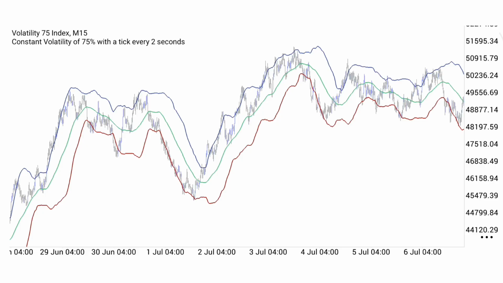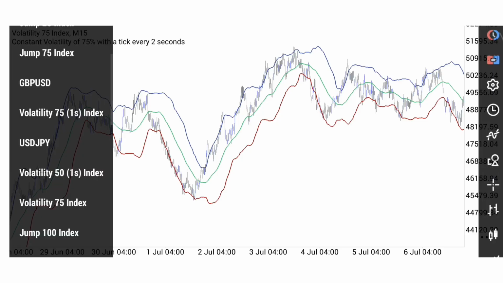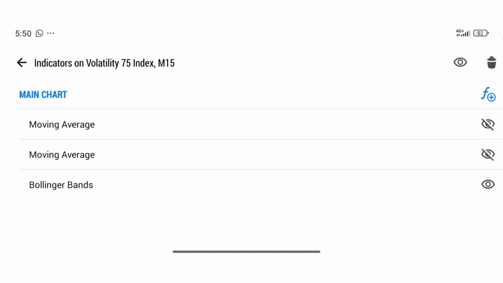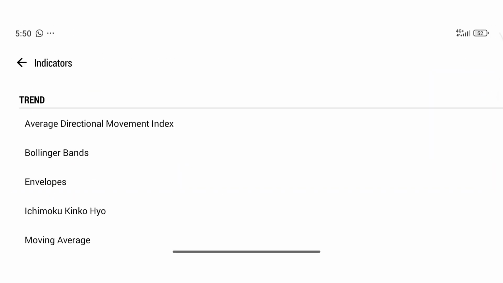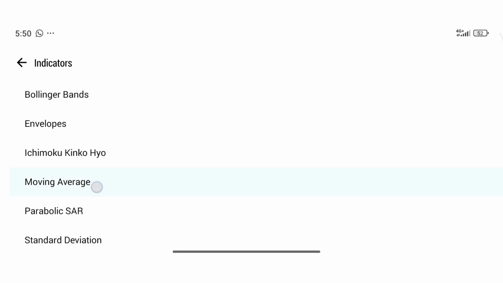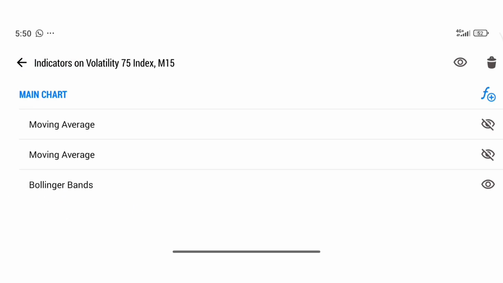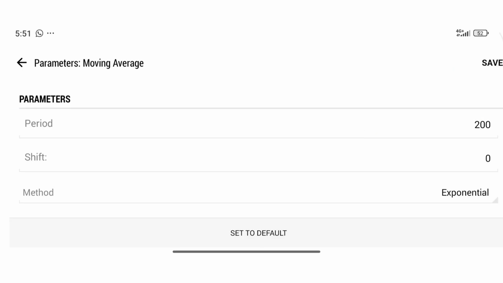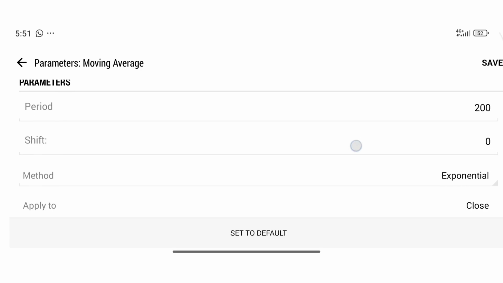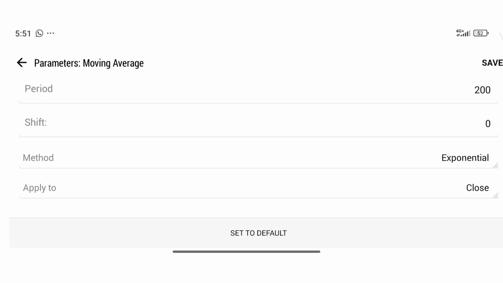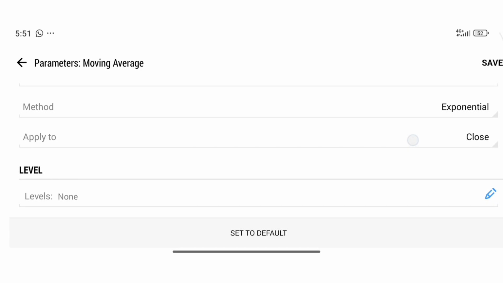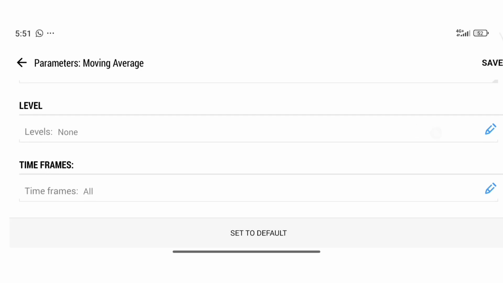And if you want to get the moving average line on your chart, it's still the same thing. All you have to do is go to the indicators tab, click on this F button. You will see the moving average here. Now when you have that, you're going to be using only one moving average. So all you have to do is make the period 200 and the method should be exponential. Then it should be on close, apply to close.